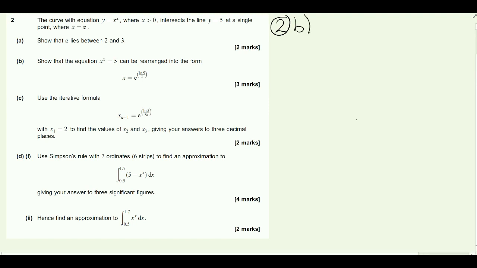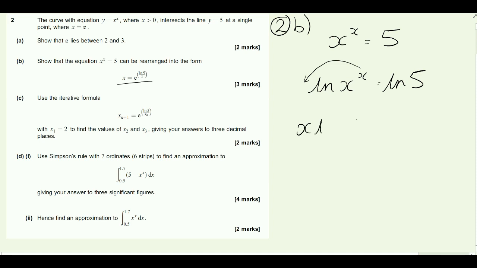So 2b is asking us to rearrange x to the x equals 5 into the form x equals e to the ln x over x. So what we first need to do is not have it x to the power of x. So if we take logs of both sides, or lns of both sides, we're going to get the ln 5 bit, which we're after. And then I'm going to use the third law of logs to release that power down to the front here. So I've got x ln x equals ln 5.